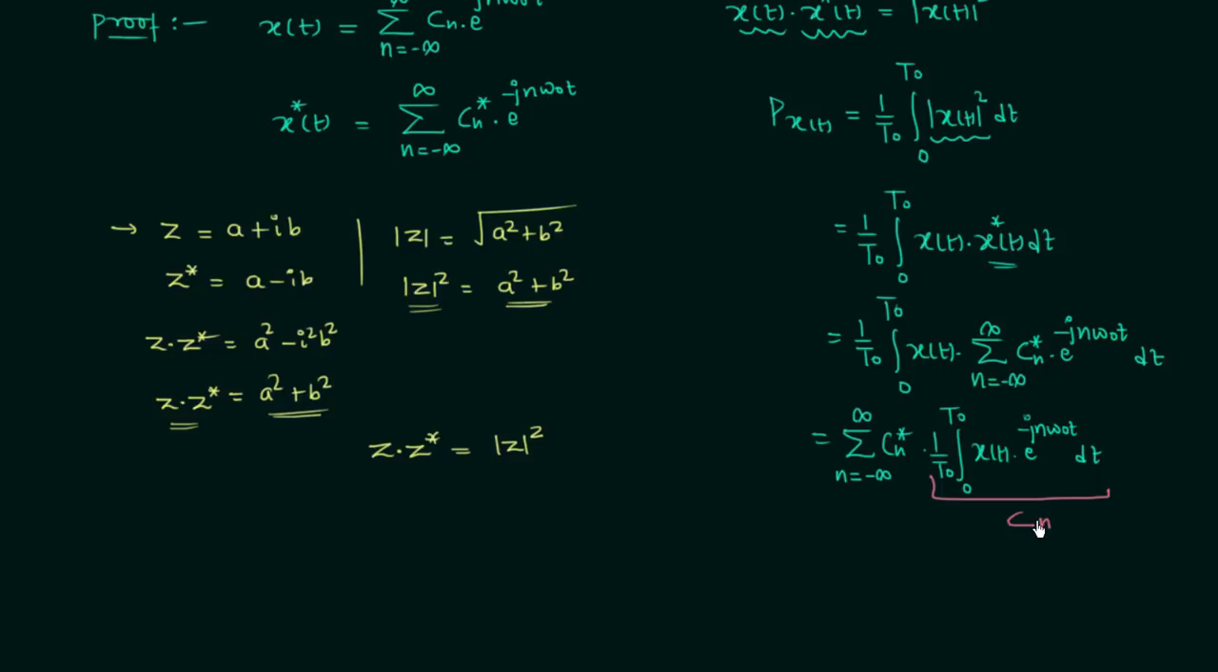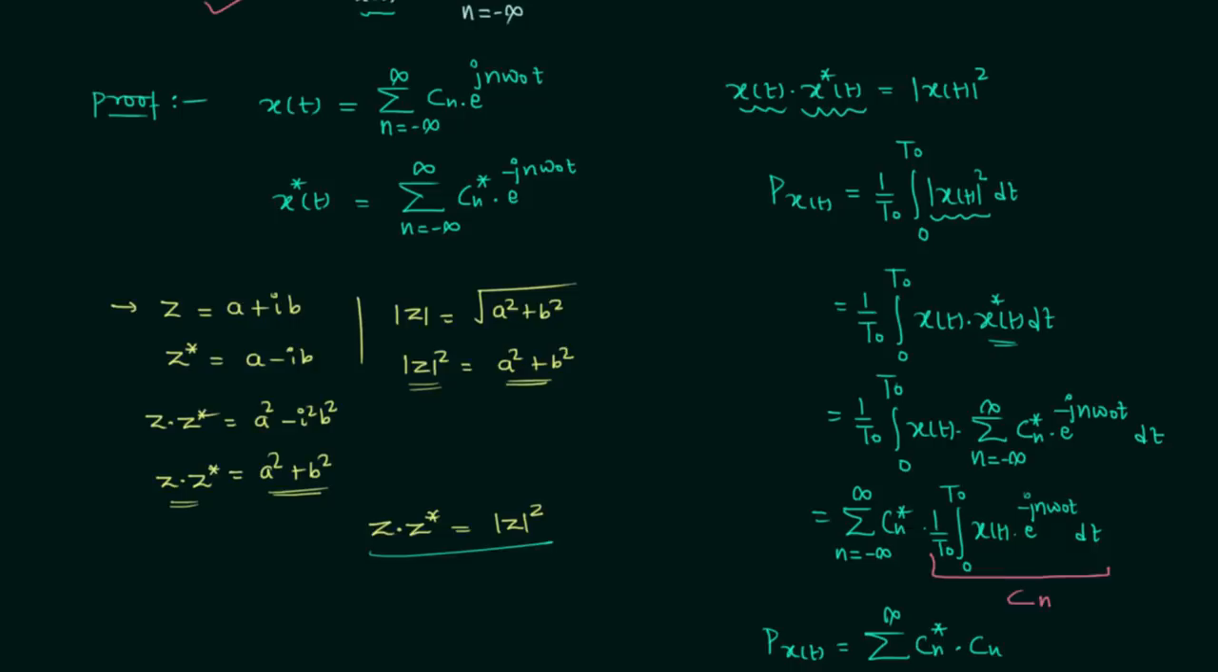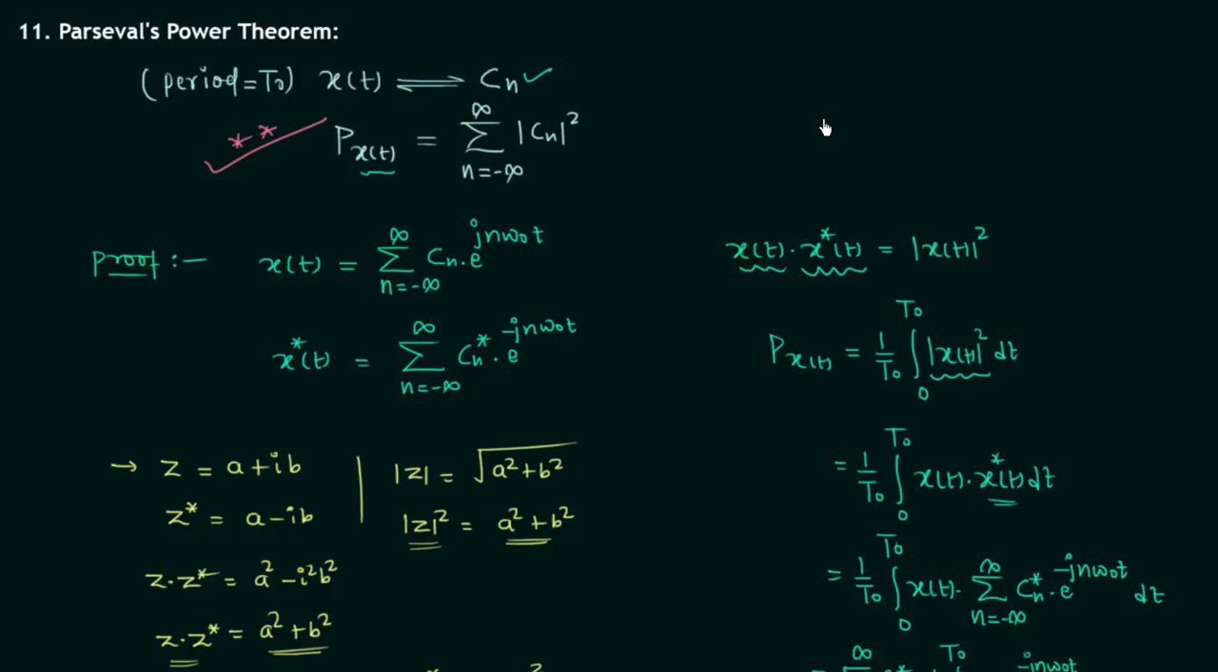So we can write the average power of signal x(t) is equal to summation n equal to minus infinity to infinity of the conjugate of c_n multiplied by c_n. And from here we can write c_n conjugate multiplied by c_n equal to mod c_n square. So the average power of signal x(t) is equal to summation n equal to minus infinity to infinity mod c_n whole square. So we have proved Parseval's power theorem, and in the next presentation we will solve one example of Parseval's power theorem, and in this way we have completed all the important properties of Fourier series expansion.